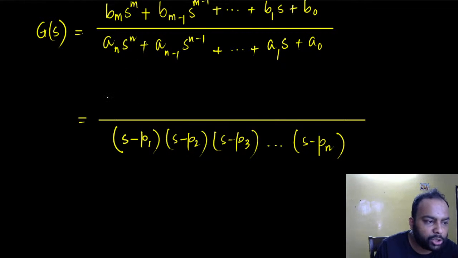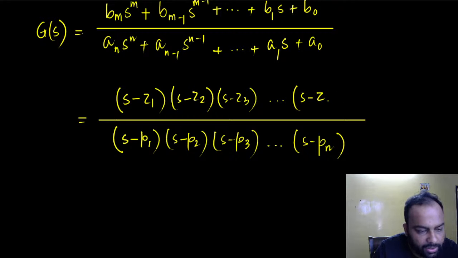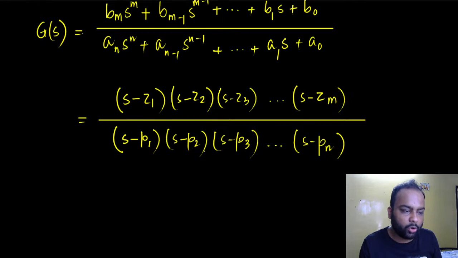And in the numerator I would also have something like this: s minus z1, s minus z2, s minus z3, and so on up to s minus zm. But just one more thing to notice is, for the denominator, what is the highest power? That's s to the power n, right? If you do all the multiplications, you would see that the coefficient of s to the power n is going to be 1.